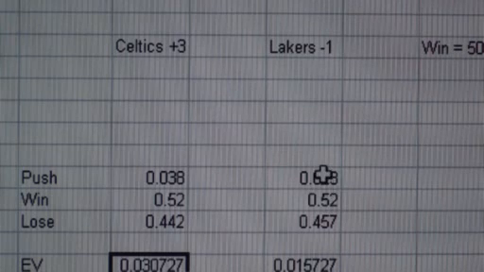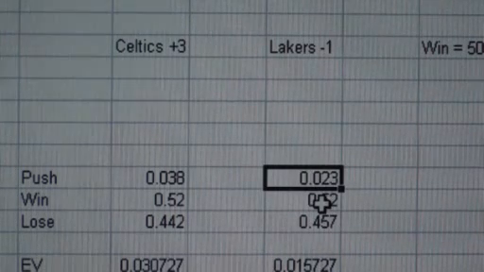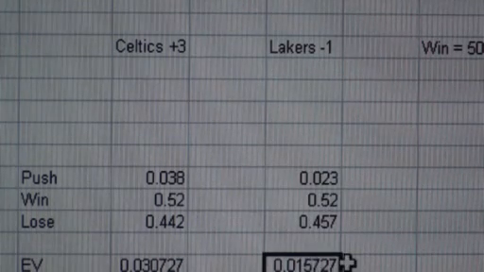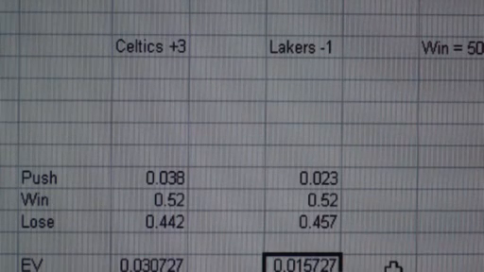Now you can do the same thing with the Lakers bet, and you're going to see similar calculations. You're only capturing the push on the 1, though. The 1 doesn't happen as often. The game does not land on the 1 as often as it lands on the 3. So this bet's not going to be quite as good. Your EV on the Lakers -1 will only be a little over 1.5%.